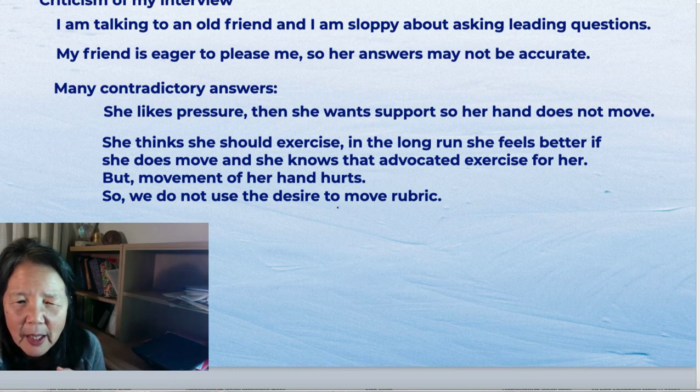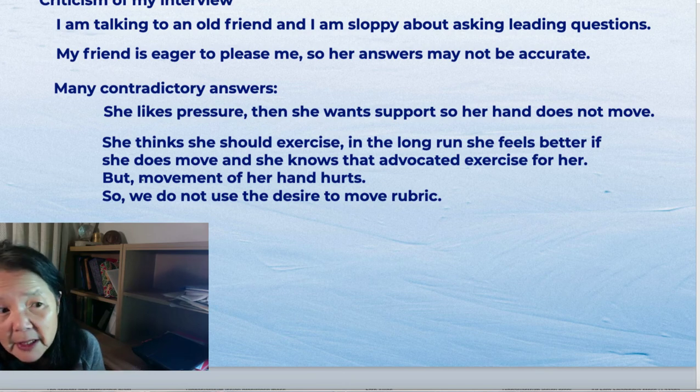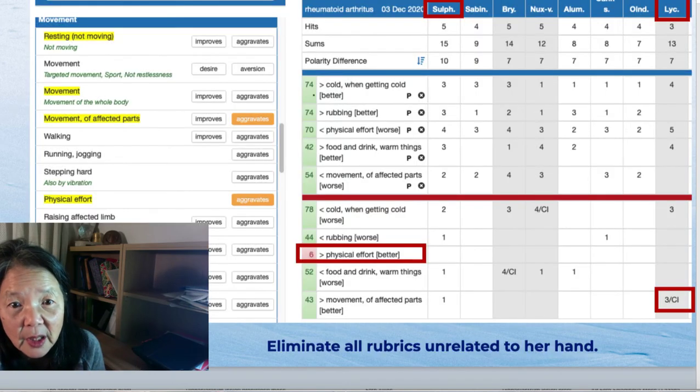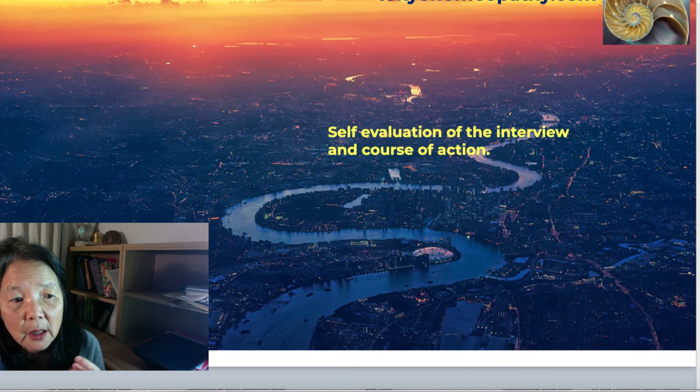So I decided not to use this desire to move. On Dr. Frei's site, he says you need to have at least 8 symptoms. Look, I only have 1, 2, 3, 4, 5 symptoms, and I thought this was kind of iffy. I don't have very many symptoms even. So maybe according to Dr. Frei, I don't have enough. But I'm happy enough with the results here, and I'll show you why. Okay.